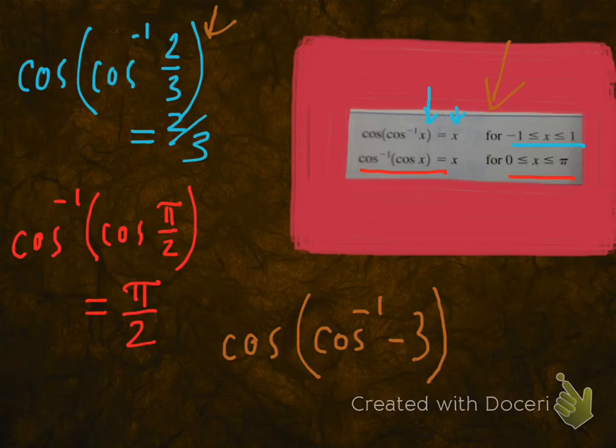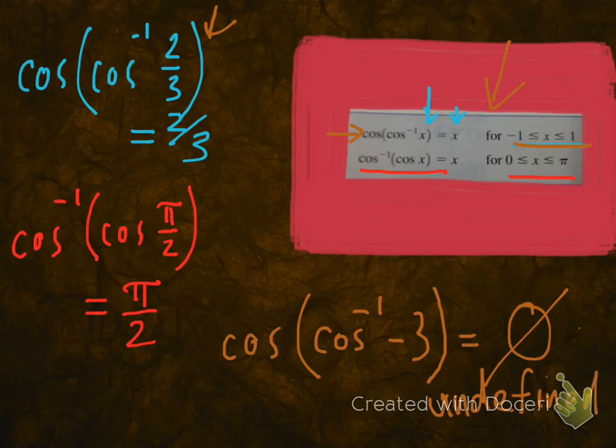Let's take a look at this one down here. We've got this expression right here, cosine of inverse cosine of -3. That's this one right here, isn't it? Cosine of inverse cosine of -3 should equal -3 as long as -3 is in the domain. Wait a minute, -3 is not between -1 and 1, so this, in fact, is undefined. You could say it's nothing. It's undefined, and that's how we deal with that.